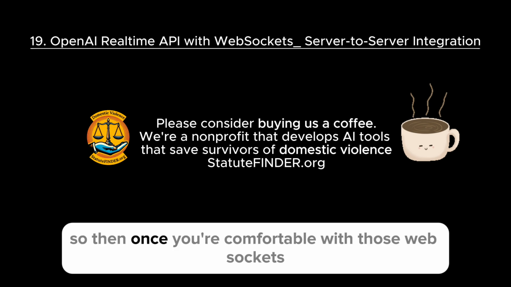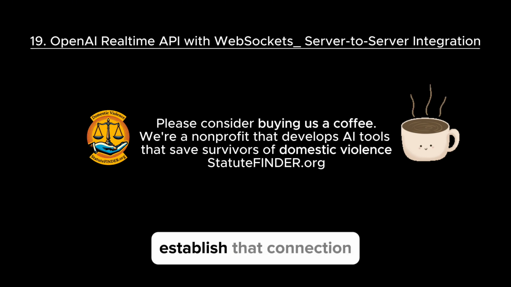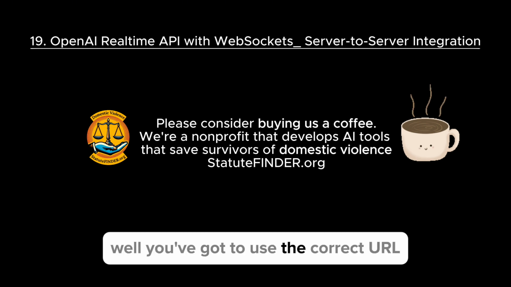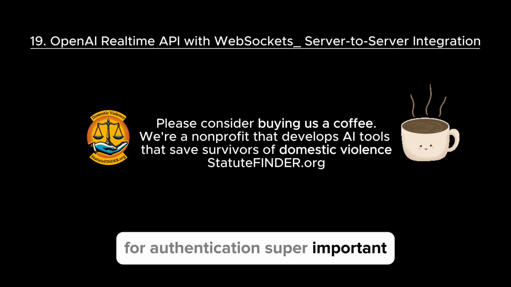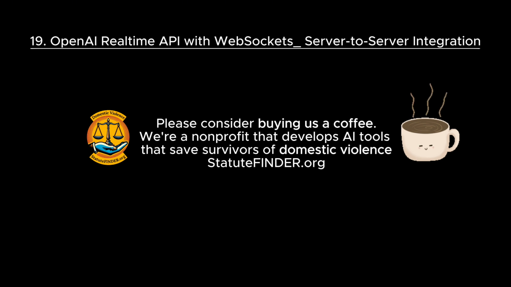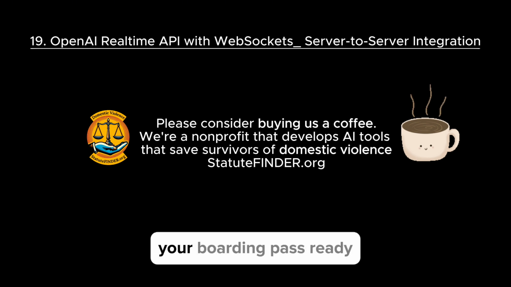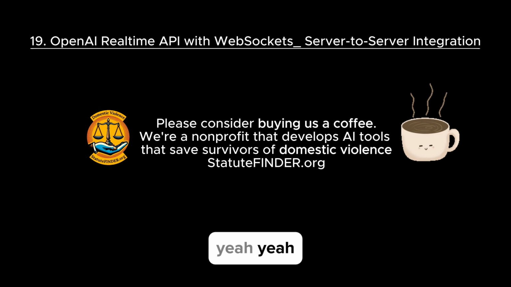So then once you're comfortable with those WebSockets, you need to understand how to actually establish that connection. Okay, so how do we do that? Well, you've got to use the correct URL, of course. Make sure you have those all-important headers for authentication. And, of course, specify which AI model you want to use. It's like getting your passport stamped and your boarding pass ready before you even step foot on the plane. A good way to think about it.